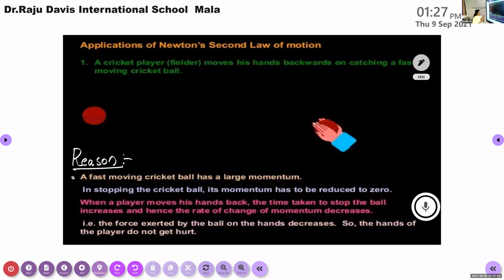So correlate all these points one by one. Just imagine the cricket match and how the fielder catches the ball, and correlate all these sentences with the action of the fielder. A fast moving cricket ball comes with a large momentum. In order to stop that large momentum, we need to reduce the momentum of the ball to zero. For that, we need to pull the hands backwards. Then the time taken to catch the ball increases. As a result, the velocity possessed by the ball decreases. If the velocity decreases, the rate of change of momentum of the ball also decreases.